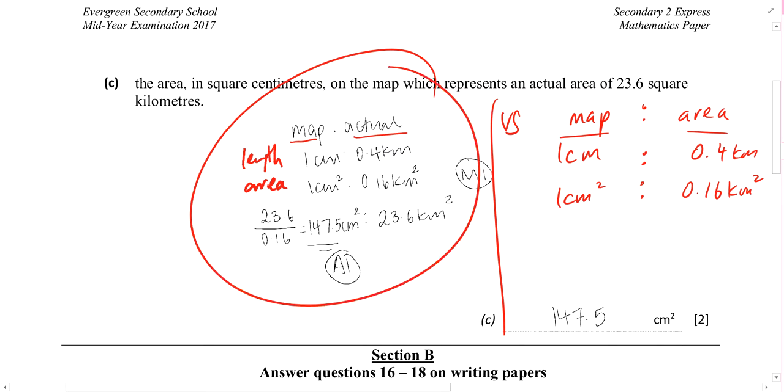This is better. This one doesn't tell me what you are comparing. Is it the area or the length? Next time when you have volume, it gets more difficult. It gets confusing. Okay, so the answer is 147.5. Any issues?